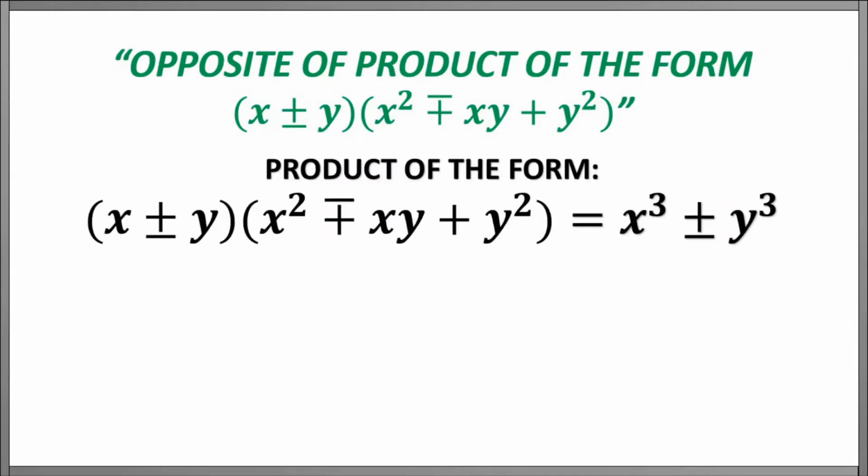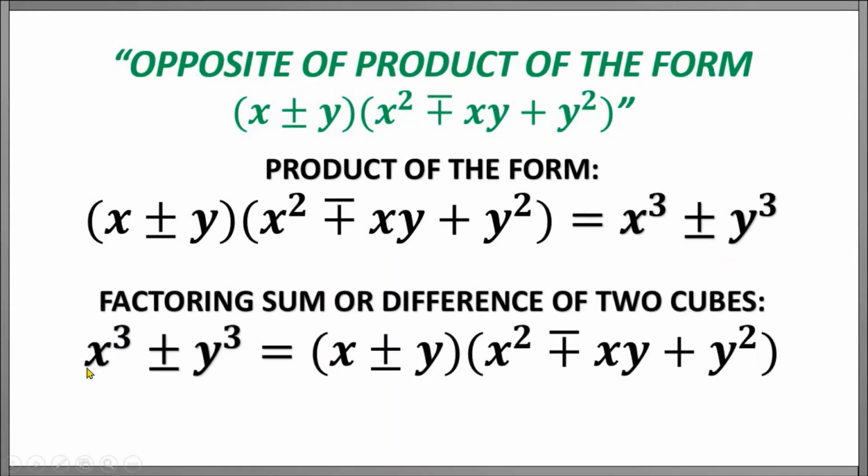Recall that when we multiply this kind of polynomial, the result is a special product, which is a sum or a difference of two cubes. From the name itself, the two given terms are perfect cubes and they are separated by either a plus or a minus sign. This time, we will be given that kind of special product and we are going to express it as a product of these two polynomials.